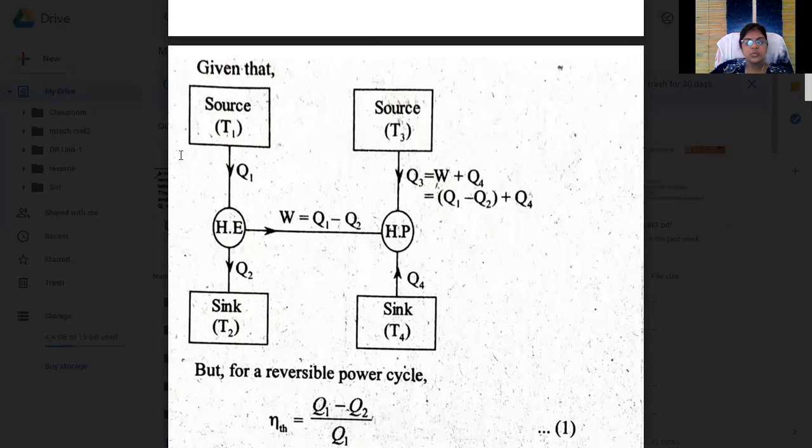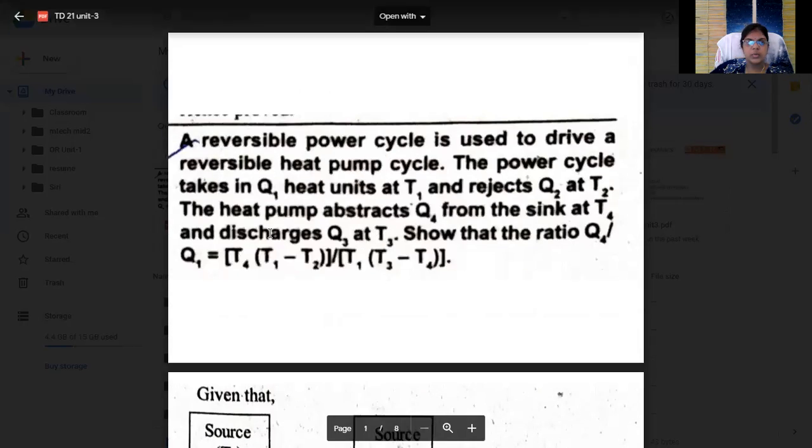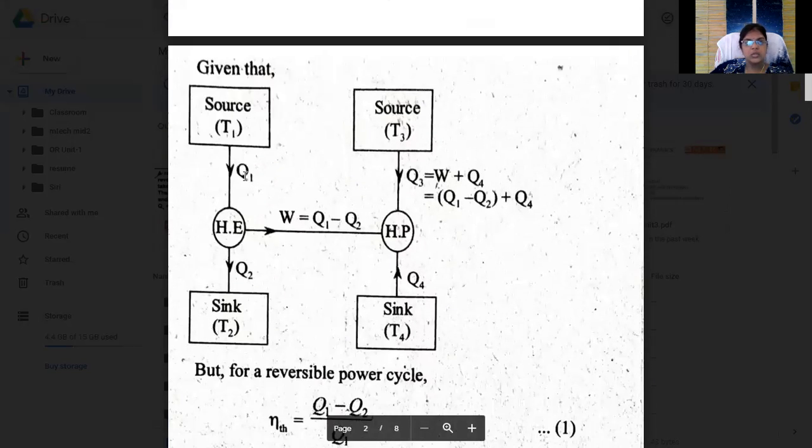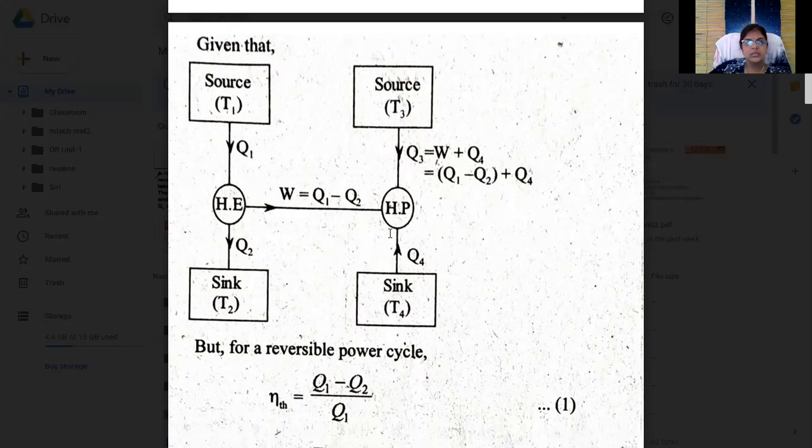So whenever the heat flows from higher temperature to lower temperature, we get the heat engine and this heat engine gives the work done. So from above, the power cycle takes Q1 at T1 and rejects Q2 at T2. So that is the meaning of heat engine. Whenever the heat flows from higher temperature to lower temperature, we have the heat engine and it gives the work done. And this work is given to the heat pump and it runs and we get the heat. So how to get? So this is the diagram.